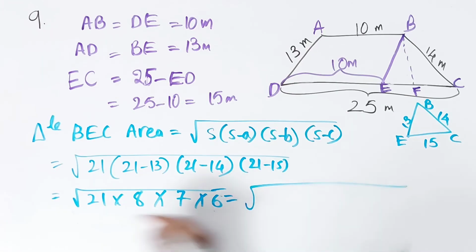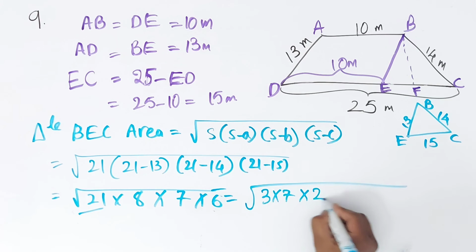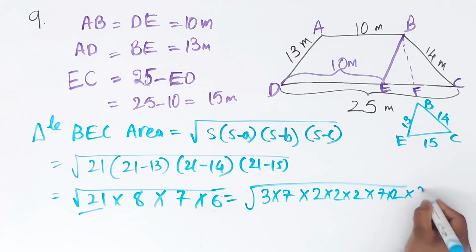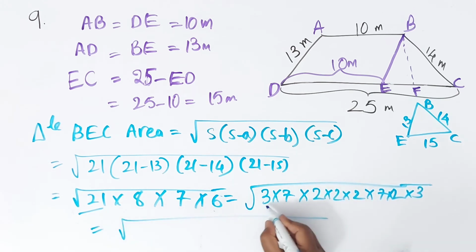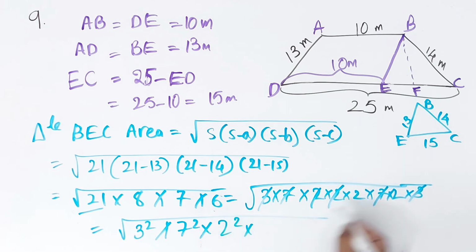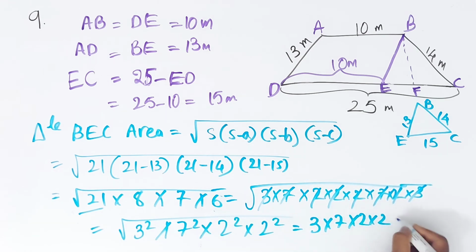Correct. Root of 21, we can write 3 into 7, children. In place of 8 we can write 2 into 2, children, and 7 here, 6, 2 into 3, children. Right. So, this equals root of, here we have 2 3's. 3 square into 7 into 7. That means 7 square we have and 2 square and again 2 2's, 2 square, children. So, all we have are squares only. Square and square root will get cancelled. 3 into 7 into 2 into 2. 3 7s are 21. 21 into 4, children. That is 84 meter square. 84 meter square is this triangle area, children.